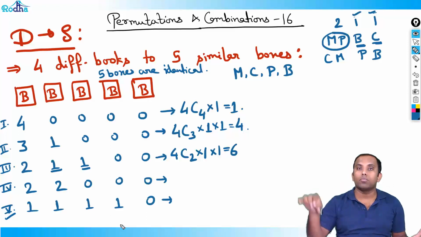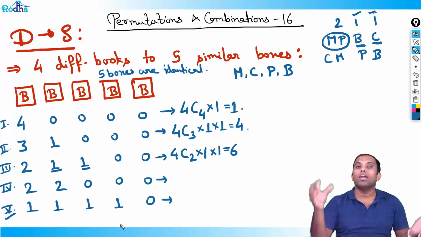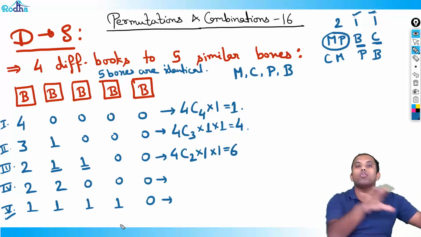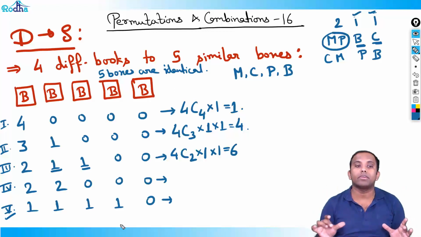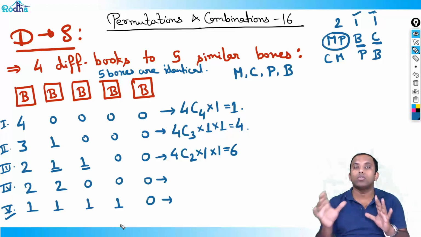In one group you can keep only one book, and those 4 groups of 4 books can be kept in any of the 5 boxes, right? Concentrate very hard, right? Very good points here. 1, 1, 1, 1, 0.